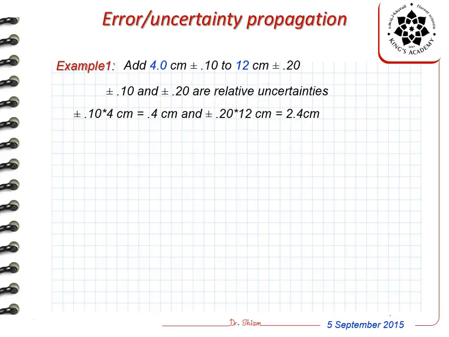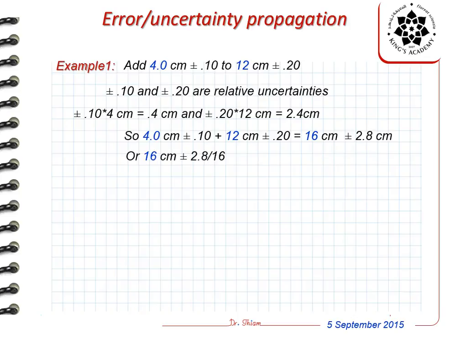0.10, which is the relative uncertainty on the 4 centimeters, we multiply by 4 centimeters and we get 0.4 centimeters. And then we do the same for the uncertainty on the 12 centimeters. So that will be 0.2 times the number itself, which is 12, and we get 2.4. Now we have the absolute uncertainties, so we go ahead and add them up. 0.4 plus 2.4 should be 2.8 centimeters.